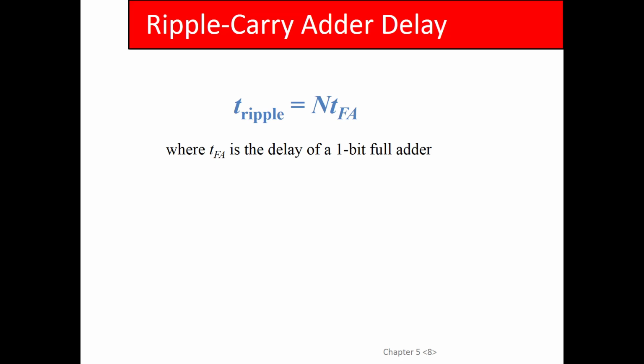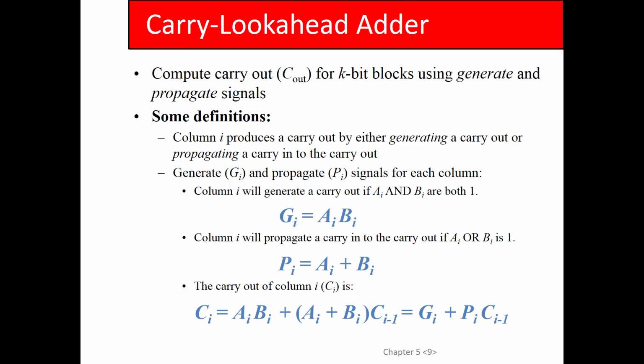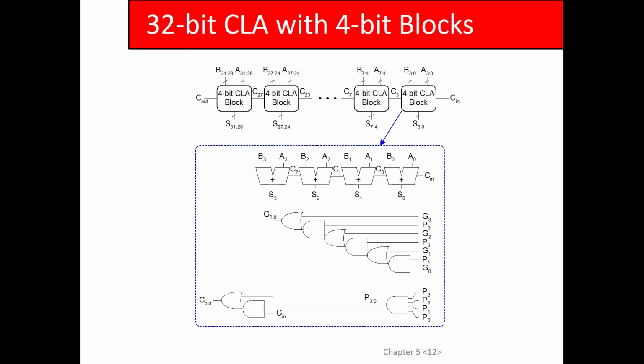The carry-lookahead adder decomposes the adder into groups, in this case 4-bit groups. And it generates a propagate and generate signal for each bit, as well as for each group of bits. Okay, make sense?